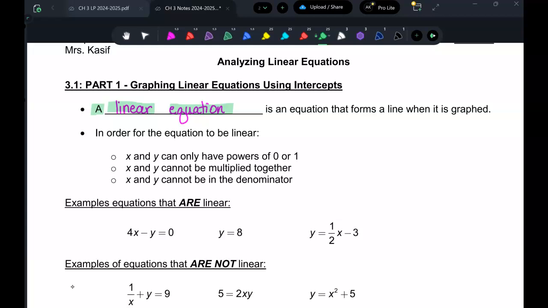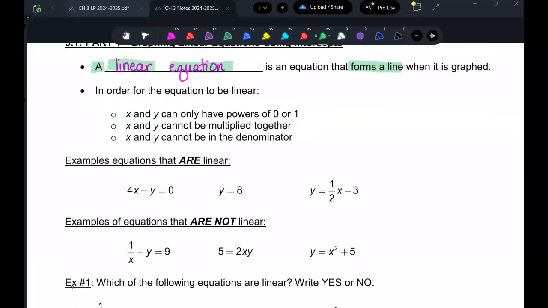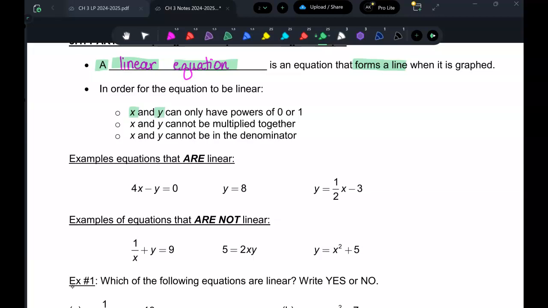So a linear equation forms a line when graphed. First thing I want you to be able to determine is, when you see an equation, it has to have an equal sign. So how do you tell if it's a linear equation? First of all, you can only have powers of 0 or 1. A power meaning the exponent. So you can't have an x squared. You can't have an x to the third.